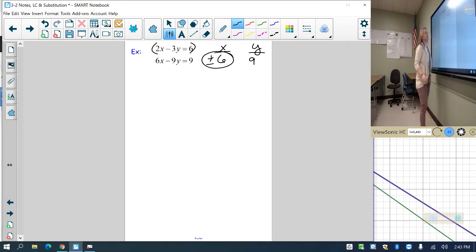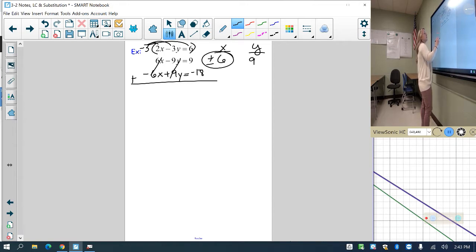So what do I have to multiply that equation by so that the x coefficient is negative 6? Multiply it by negative 3, because negative 3 times 2x gives me negative 6x. Negative 3 times negative 3y is positive 9y. Negative 3 times 6 is negative 18. Go ahead and add those two equations. 6x minus 6x cancels. I have 0. Negative 9y plus 9y also cancels, and I have 0. 9 minus 18 is negative 9. So I have 0 equals negative 9, which is a false statement.